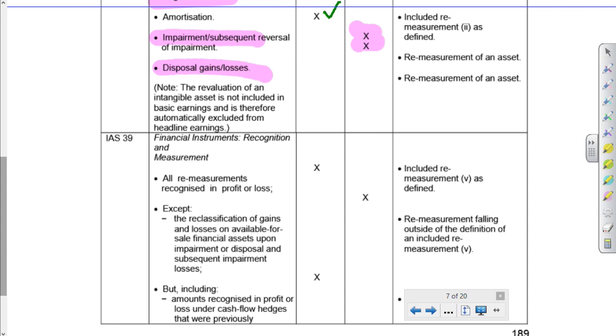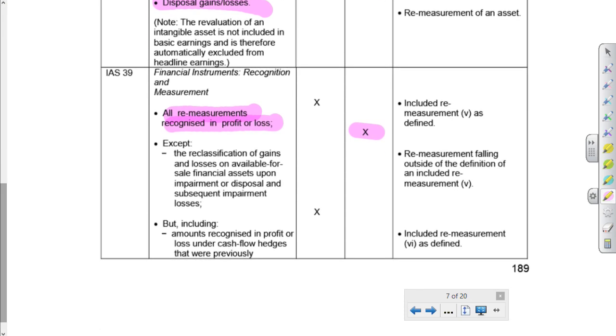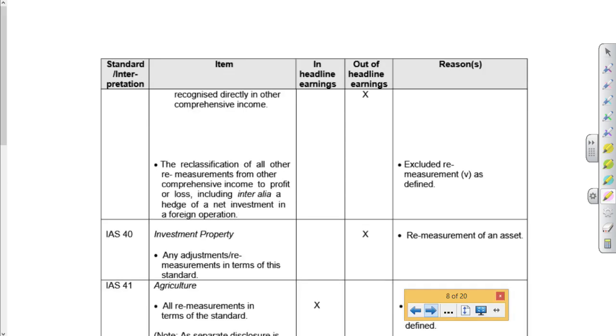Financial instruments, all remeasurements that are recognized in P&L, those come out. I don't understand why they put that, but any remeasurements that are included in P&L come out. Be careful because you know that we have those that are measured through OCI, isn't it? Fair value through OCI. If it's in OCI, then we can't adjust because it's not in P&L. So it would only be fair value measurements that are in P&L. That's IAS 32. Here's IAS 40, investment property. Remeasurements, again, fair value measurements for investment property come out.